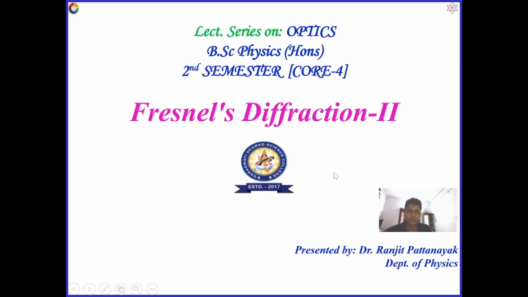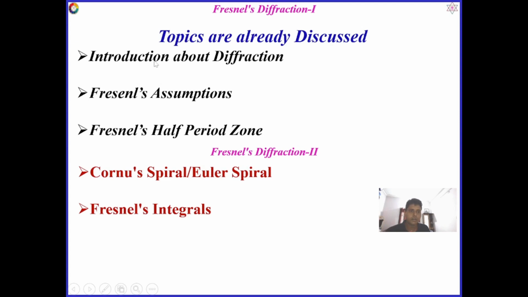In this video we are going to discuss the second part of Fresnel's diffraction. In our first part video, we discussed the introduction to diffraction, Fresnel's assumptions, and Fresnel's half period zones. These topics we have already discussed in the first part. In this second part, we are going to discuss the Cornu spiral or Euler spiral and Fresnel's integrals. So let's start.